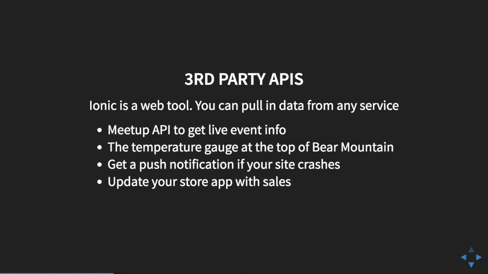Here are just some other ideas of things you could do with third-party APIs. So let's say Big Bear has a temperature gauge at the top of their mountain that tells you how much snow there is and what the temperature is. You can make an app that will set an alarm for you in the morning and say, wake up, don't go to work, go skiing.